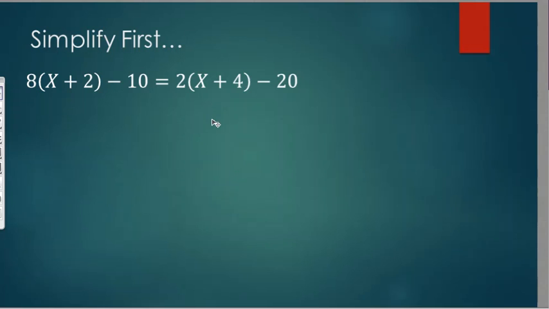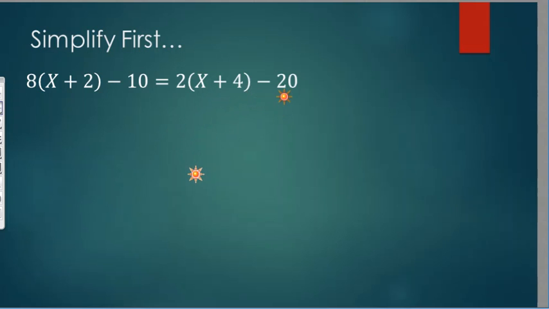Hello, math friends. Today we are going to continue with learning how to solve an equation where you have the variable on both sides. But for today's lesson, you're going to see some equations where you need to simplify first. So, for example, this equation right here, we have 8 times the quantity x plus 2 minus 10 equal to 2 times the quantity x plus 4 minus 20.